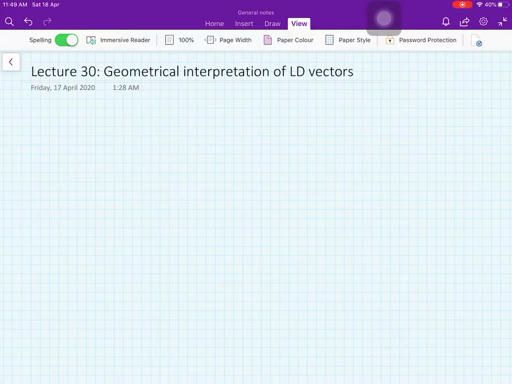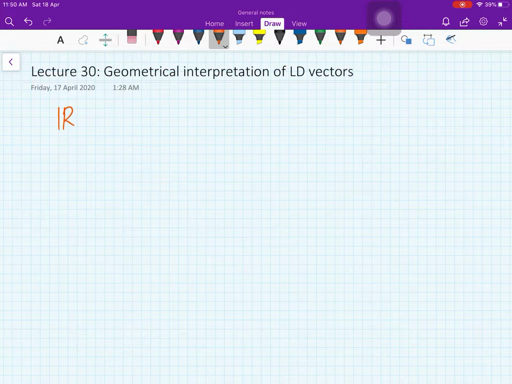In the last video we looked at what we mean by linearly independent and linearly dependent vectors. In this video we will dig more into linearly dependent vectors. We would like to see what linearly dependent vectors represent geometrically and so on.